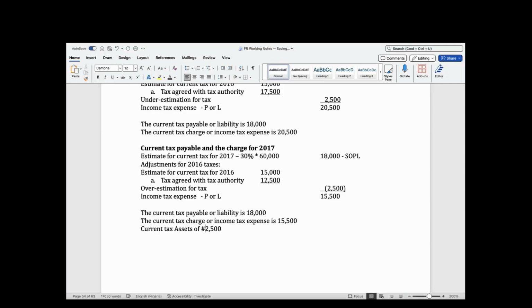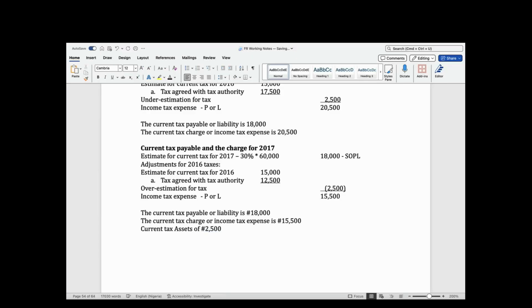In accounting, in fact, IAS 12 mentions it specifically: don't offset. Some people argue that since we have 2.5, why not offset the 18,000 payable against the 2.5 asset so that we will have a net liability of 15? No, we don't do that in accounting. So you need to let us know your liability for this year. Then separately disclose this one too, so that we'll see, okay, you're expecting 2.5 from them.